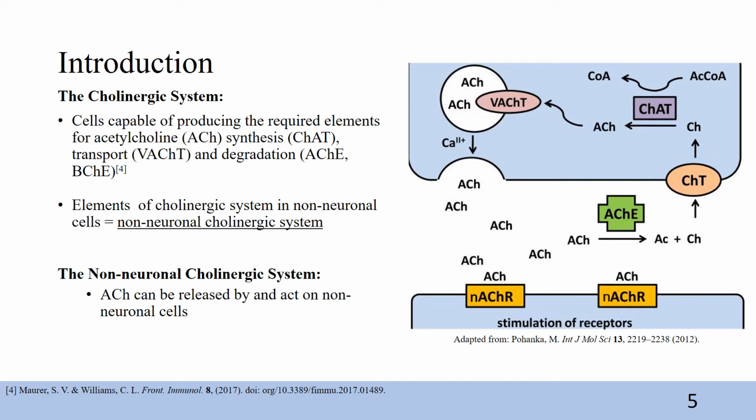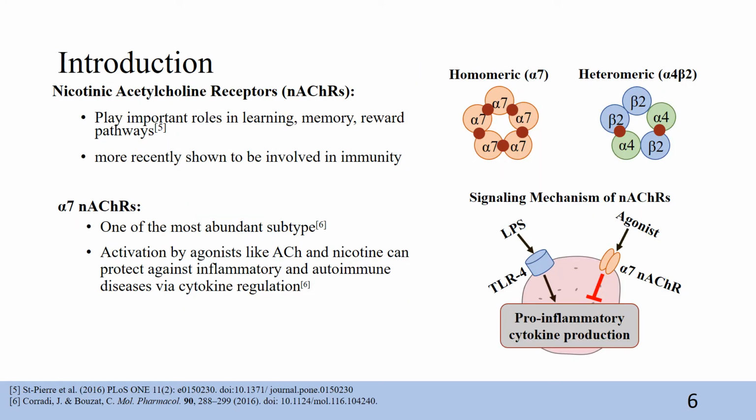Although acetylcholine is typically viewed as a neurotransmitter, it plays important roles in non-neuronal cells, commonly known as the non-neuronal cholinergic system. Acetylcholine is not only a neurotransmitter, but it can be released by and act on non-neuronal cells like immune cells. Of particular interest in this study is the role of acetylcholine in immune cells. Studies have shown different immune cells capable of producing or degrading acetylcholine. Extracellular acetylcholine produced by some of these cells can then act on a variety of different nicotinic acetylcholine receptors.